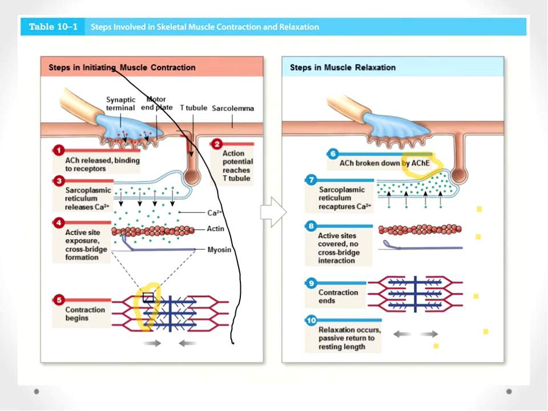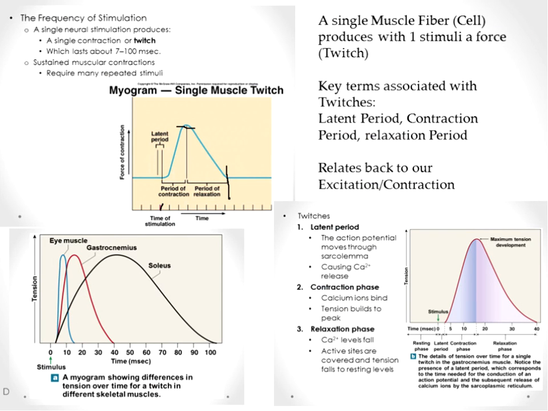How long it takes, if we go back to this slide, for all of this and all of this to take place. So the time it takes to get it all to contract and then all back to resting level. Okay? So that's what these myographs show us. All right? And one of the things we learn with these myographs is that different muscles have different times that it takes them to cycle through excitation and relaxation.